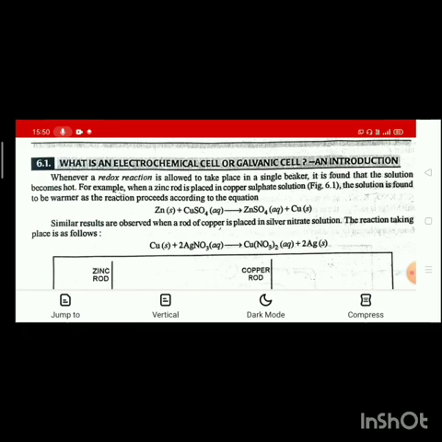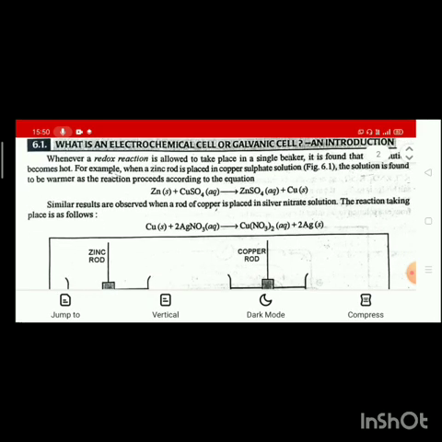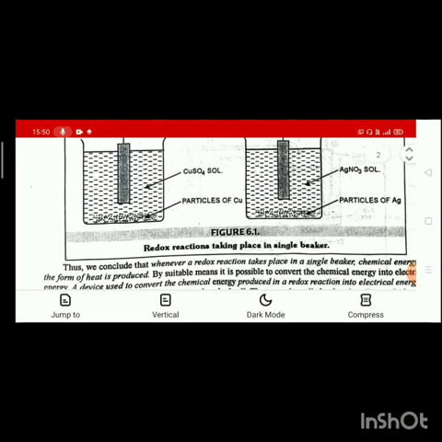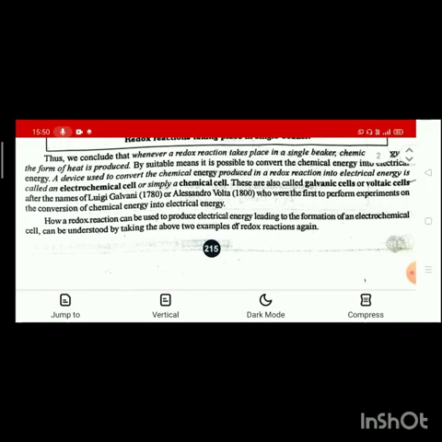Zinc plus copper sulfate to form zinc sulfate plus copper. Similar results are observed when a rod of copper is placed in silver nitrate solution. The reaction taking place is as follows: copper plus silver nitrate to form copper nitrate plus silver. Thus, we conclude that whenever a redox reaction takes place in a single beaker, chemical energy in the form of heat is produced. By suitable means, it is possible to convert the chemical energy into electrical energy.